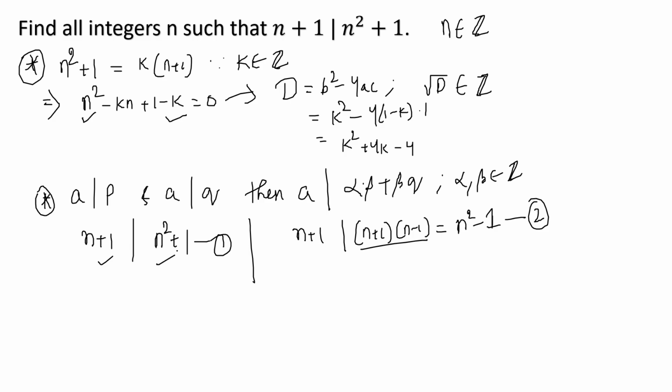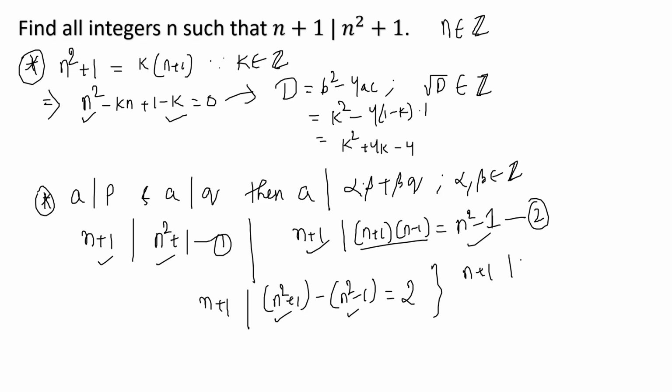Now, since n plus 1 divides this and n plus 1 divides this as well, n plus 1 will also divide the subtraction of these two expressions. So n plus 1 will also divide n square plus 1 minus n square minus 1. You can also think of it this way: since both of these terms are divisible by n plus 1, any combination of them is also divisible by n plus 1. But if you simplify this, it simply turns out to be 2. And we get the very basic statement that n plus 1 divides 2.